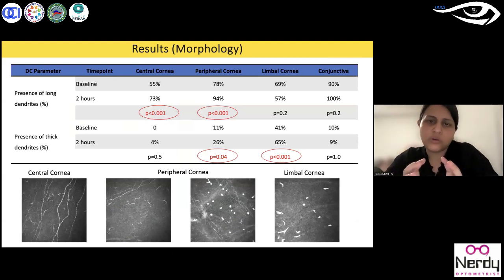And now, as we were also interested in knowing what their dendrite shape is after 2 hours, we looked at long dendrites and thick dendrites. We observed that the long dendrites increase significantly at the central cornea and peripheral cornea, but not at other regions. For the thick dendrites, the most significant changes were at the limbal cornea, and it was somehow also true for the peripheral cornea. So we observed that cells are getting bigger and having long dendrites at the central and peripheral cornea, but they are getting smaller, though not significantly, and they develop thick dendrites at the limbal cornea and peripheral cornea.